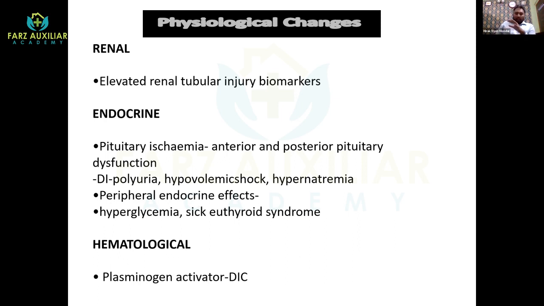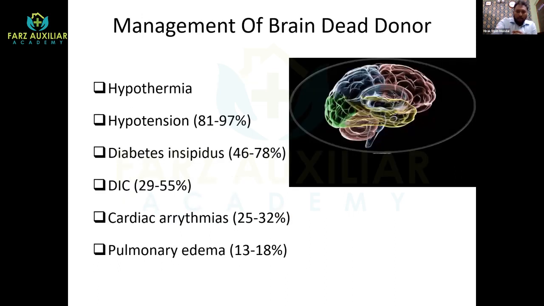This area that I have said in the last 2 to 3 minutes is very important for your EDIC exam, because multiple questions might be asked on this topic. So I will discuss one by one. First, what are the points? One is hypothermia, hypotension, diabetes insipidus, DIC, cardiac arrhythmia, pulmonary edema. These are the points that you have to keep in mind regarding management of a patient as a potential organ donor.